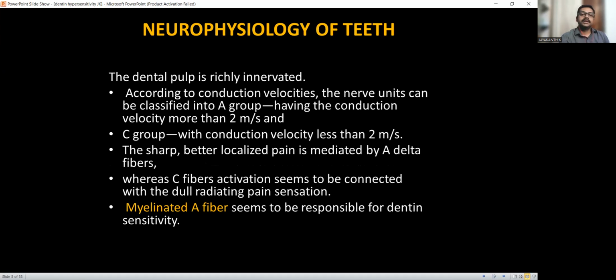Before going to the details, let us see a little bit of neurophysiology. The dental pulp is richly innervated. According to conduction velocities, the nerve units can be classified into A group, having a conduction velocity of more than 2 meters per second, and C group, with a conduction velocity of less than 2 meters per second. The sharp, better localized pain is mediated by A delta fibers, whereas C fiber activation seems to be connected with the dull radiating pain sensation. So myelinated A fibers seem to be responsible for dentinal sensitivity. The dentinal sensitivity pain is mediated by myelinated A fibers.